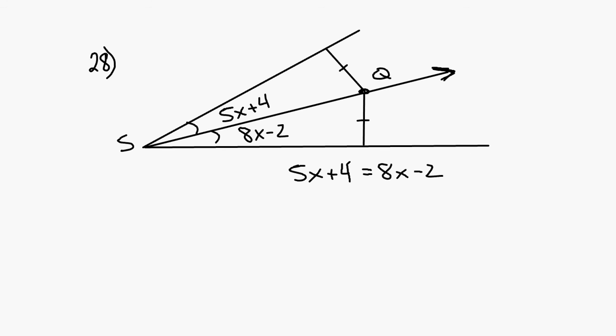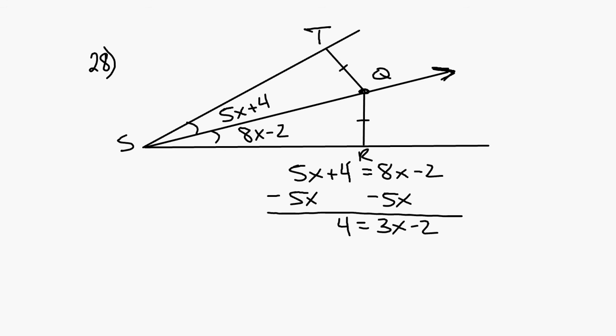And you got to find the measure of RST. So you got to find the big angle. This is R here, and this is T. So you got to solve for x, substitute, and add. So we're going to subtract 5x from each side. So 4 equals 3x minus 2. Add 2 to each side. 6 equals 3x. And then divide by 3. So 2 is equal to x.